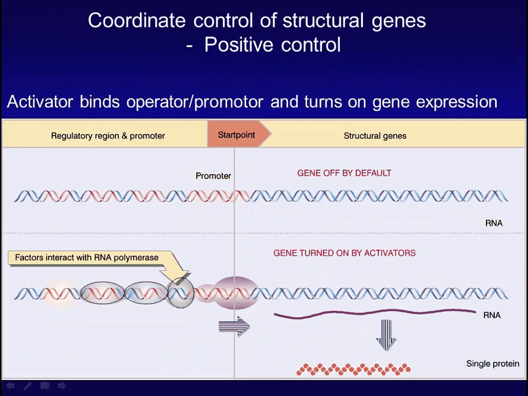On the other hand, positive control requires an activator. Here is the gene, and here is the promoter. Without an activator, RNA polymerase cannot initiate transcription. Gene expression is off. But when an activator protein binds a specific site on DNA, RNA polymerase can initiate transcription. Gene expression is turned on.